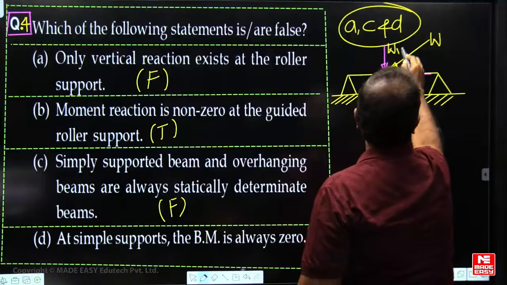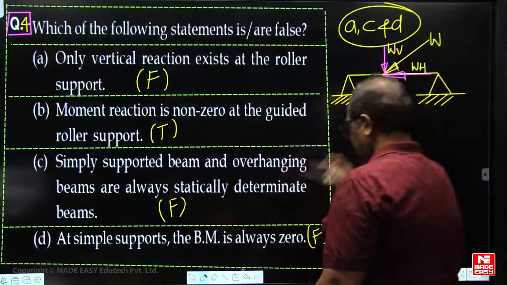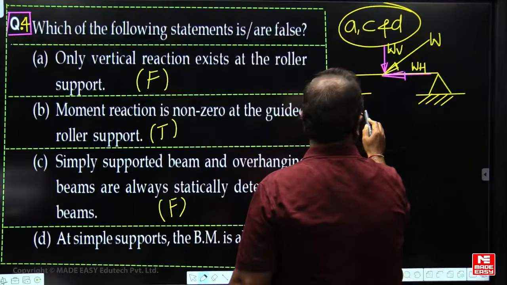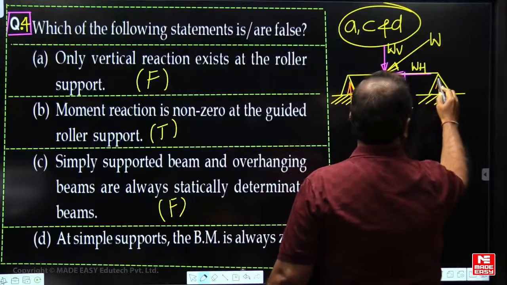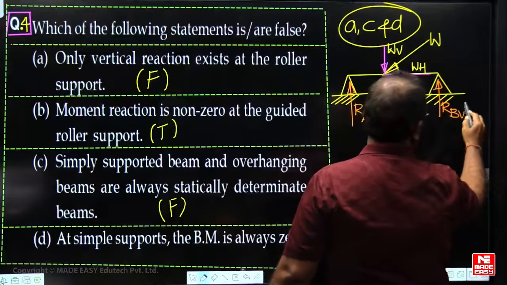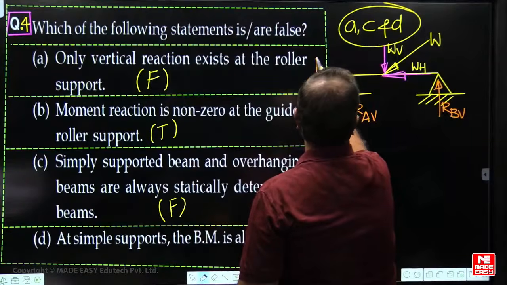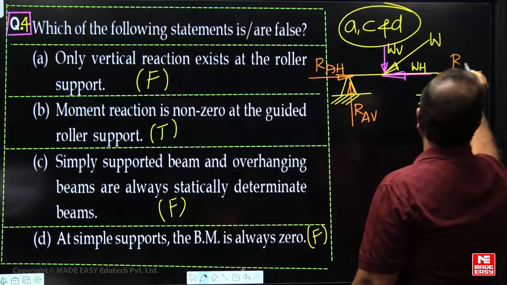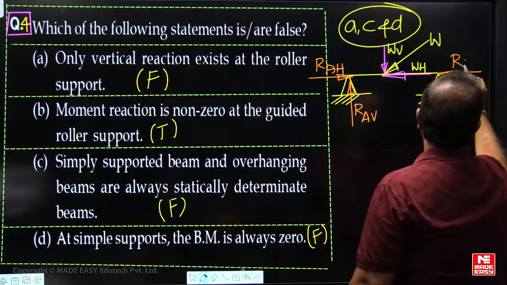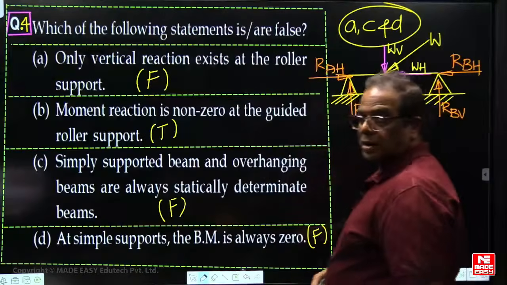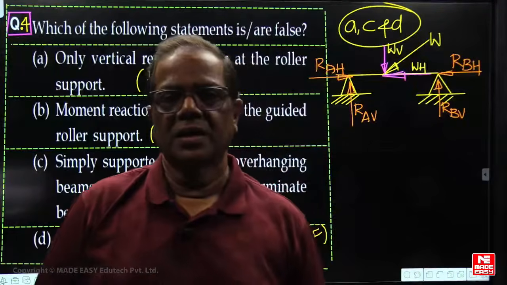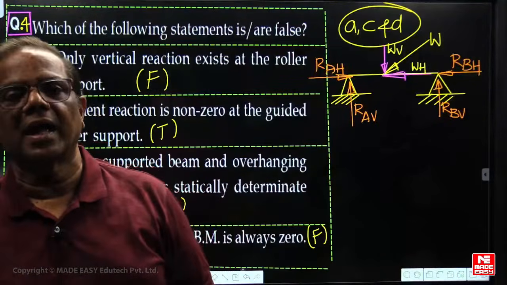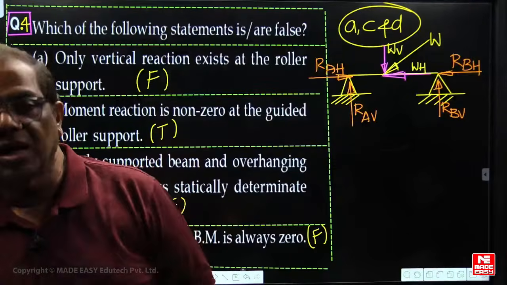RAV, RBV, RAH, RBH. Now चार अननोन थे, चार रिएक्शन थे, चार नॉन जीरो रिएक्शन थे, इक्वेशन तीन ही है, so the statically indeterminate है. Now here you need a compatibility equation.